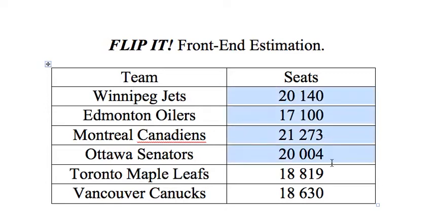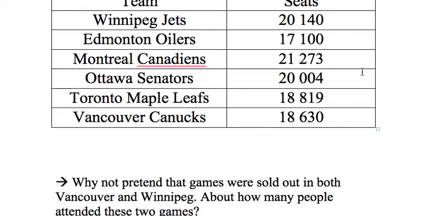Okay, so what you guys should have noticed is that this column right here is the amount of seats. So we're going to assume, or I'm going to tell you, that these are the buildings that these hockey teams play out of. So when we look at these, we're going to explore, and we're going to say, okay, there's 20,140 seats in the Winnipeg Jets Arena, the MTS Center, 17,100 at Rexall Place, and so on and so forth. So we're going to go through here.